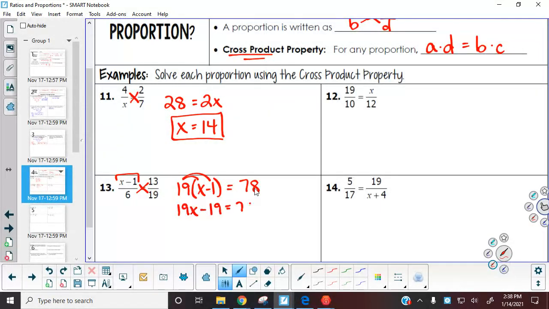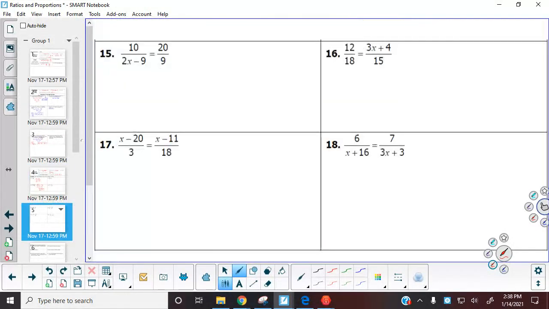And so when you look at this, you get 19x minus 19 equals 78. When we add that over, we get 19x equals 97. When we divide, you do get a decimal. That's okay. Don't second guess yourself. You do get a decimal, and you get a decimal of 5.1. So let's take a look at number 15. I'm going to let you try this one out for yourself before we go ahead and go over it.